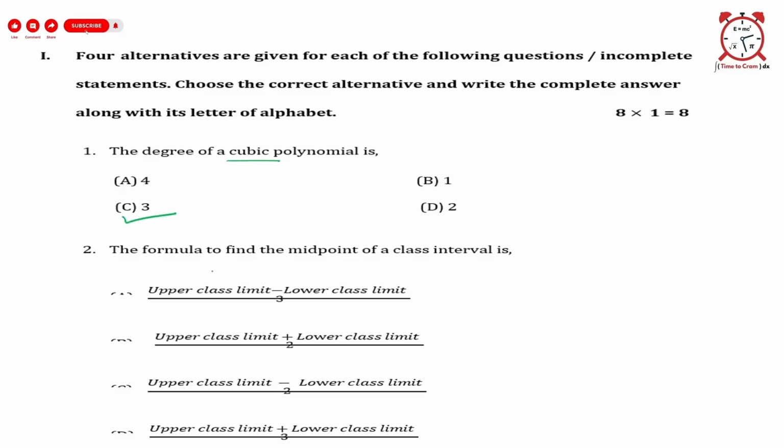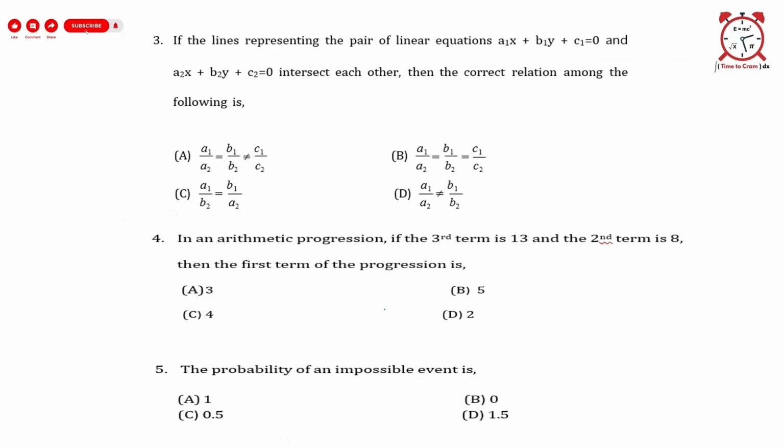Question number 2, the formula to find the midpoint of a class interval is dash. So, the formula to find the class interval is option B, upper class limit plus lower class limit divided by 2. Next question, question number 3.